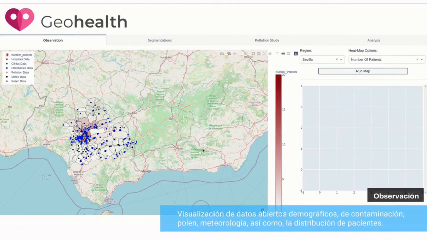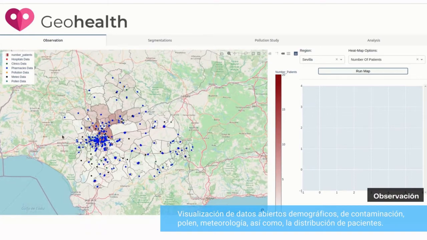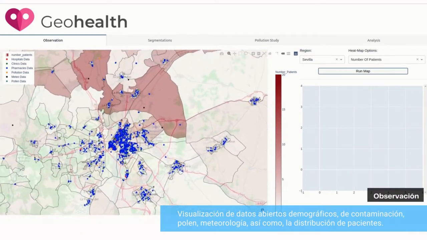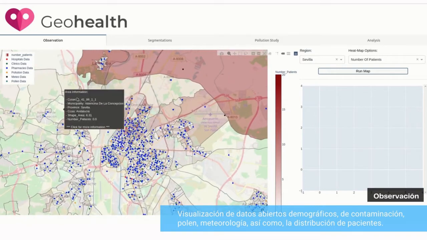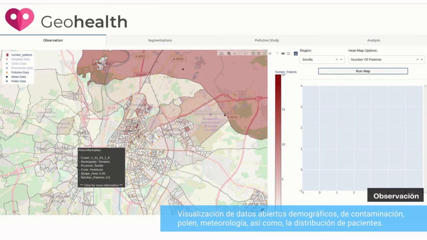One of the most important features of GeoHealth is the integration of all the open data in a single interactive map. This section allows researchers to explore the processed data that has been integrated into the system. GeoHealth represents a heat map to understand the distribution of patients or the distribution of other demographic variables. The entire map is clickable.